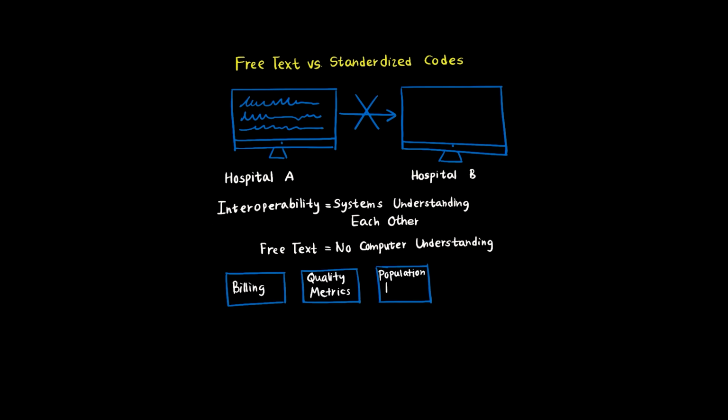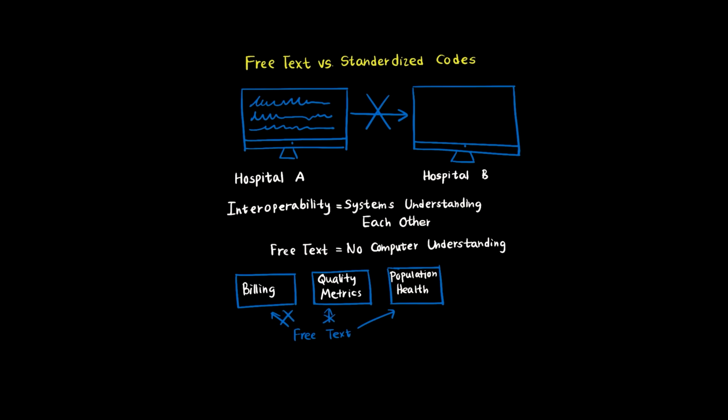Without standardized codes, that diagnosis typed at Hospital A can't be automatically understood by Hospital B's system. Billing systems can't process it. Quality metrics can't be calculated. Population health data becomes useless. This is why standardized coding isn't just a preference, it's essential for modern healthcare to function across organizations.